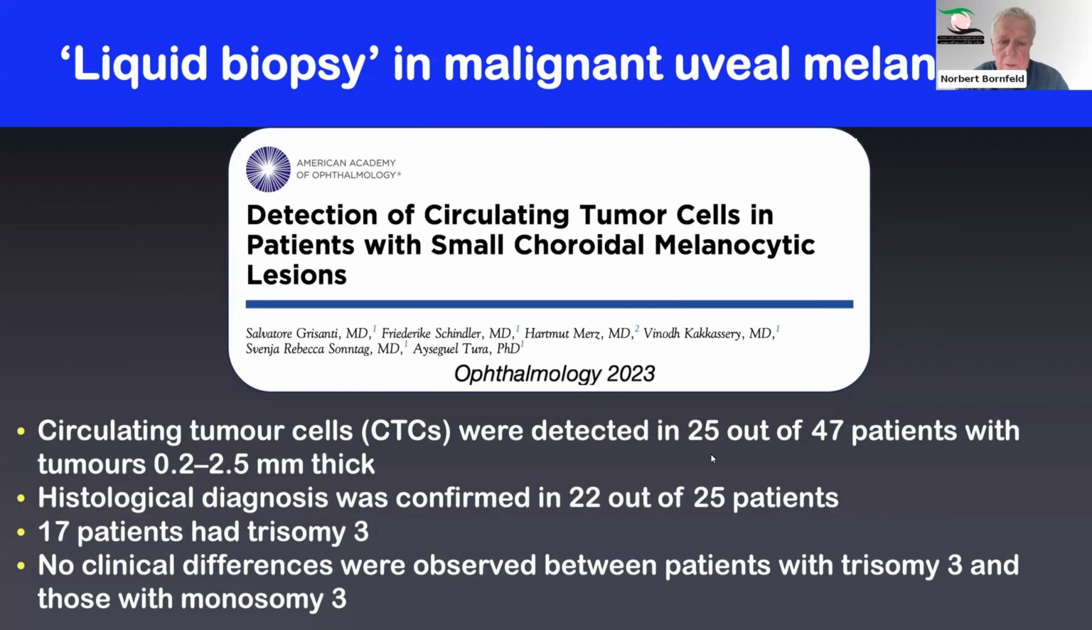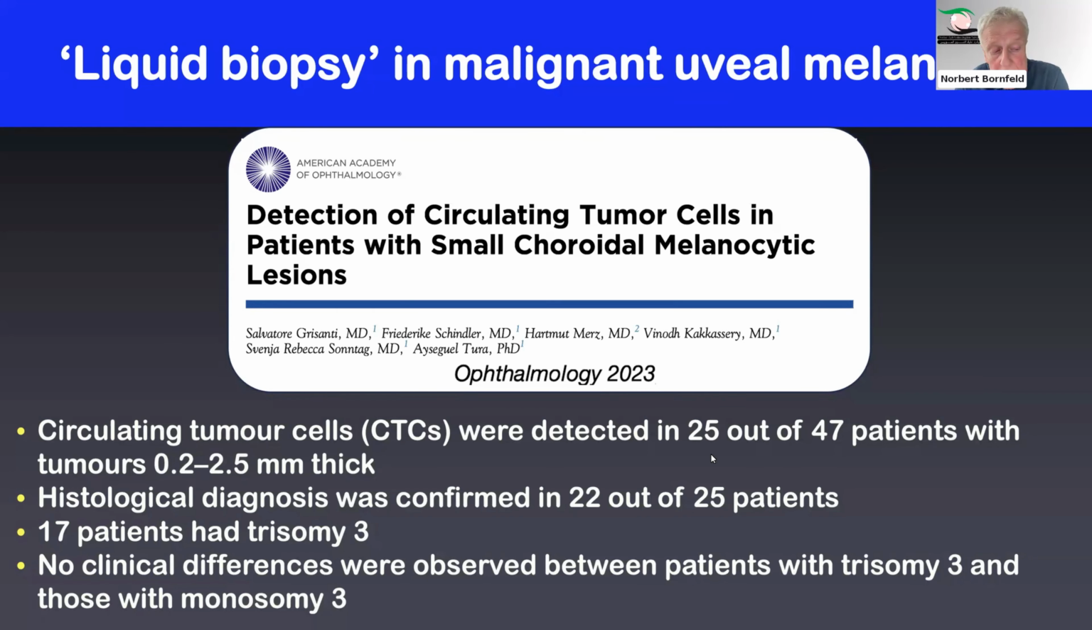So the LIBIC group looked at techniques detecting circulating tumor cells from patients with small choroidal melanocytic lesions. That was published some years ago in Ophthalmology. They looked at circulating tumor cells, which were detected in 25 out of 47 patients in that group. And histology was confirmed in 22 of these 25 patients, and 17 patients had, there's a typographical mistake, it's not trisomy 3, it's monosomy 3.